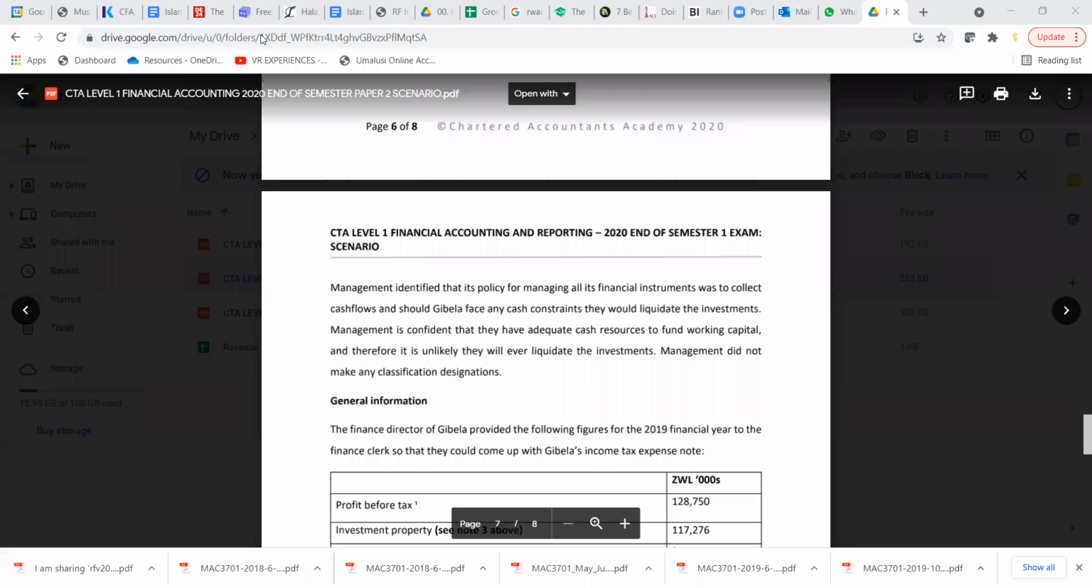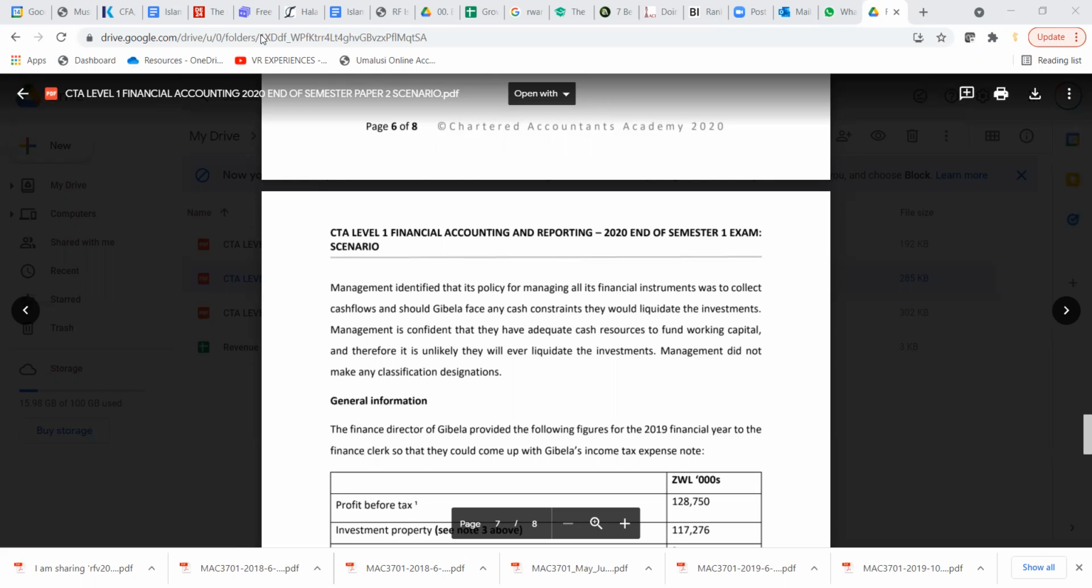For initial recognition, no matter which financial asset it is, you will always measure it at fair value. When you deal with initial recognition, there are two parts. Initial recognition deals with when do you recognize. We recognize when we become a party to the contractual provisions, okay, the terms of the contract.